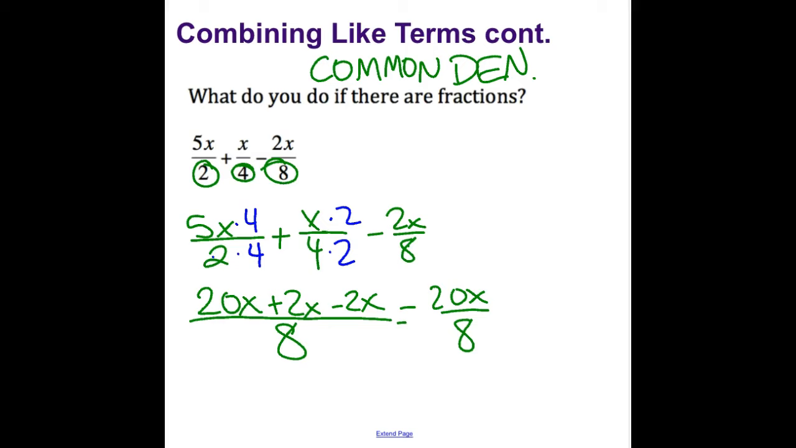The last step is that you want to get that fraction in simplest form. So you look at 20 and 8. I can factor a 4 out of both of those. 20 divided by 4 gives me 5, and 8 divided by 4 gives me 2. That is my final answer.